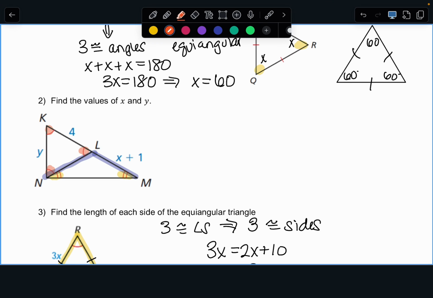So if I'm doing color theory here, what color should I draw on the y and on the 4, if all 3 sides are the same? Purple, the color that I already have for this side. Blue or purple, whatever color this is. So everything that's blue is all the same. So what does y have to be? 4. And what does x plus 1 have to be? 4. So x is equal to 3. There are 2 or 3 like this on your homework.